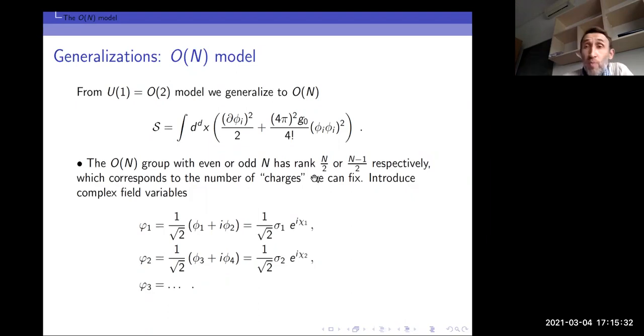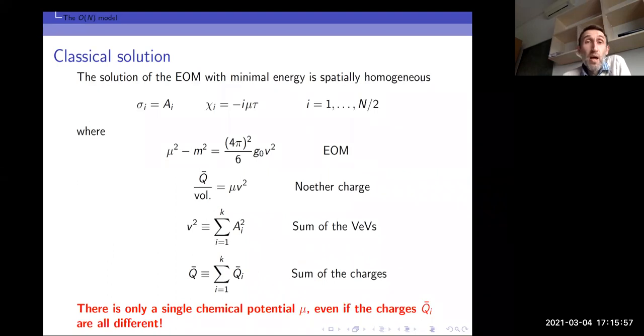But now in the case of the ON model, you can fix at most n over 2 or (n minus 1) over 2 charges, depending on even or odd n. And you introduce complex field variables for all these n over 2 fields, and you can decide how many charges you want to fix, in principle up to n over 2 at most. But otherwise, again, you're looking for a classical solution of the equation of motion.